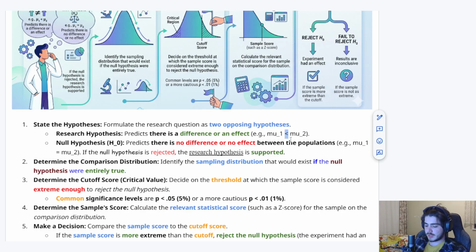By looking at this, we can see that it's a one-tailed or one-way experiment instead of a two-tailed. Because if it were two-tailed, we would say is not equal to, for example.